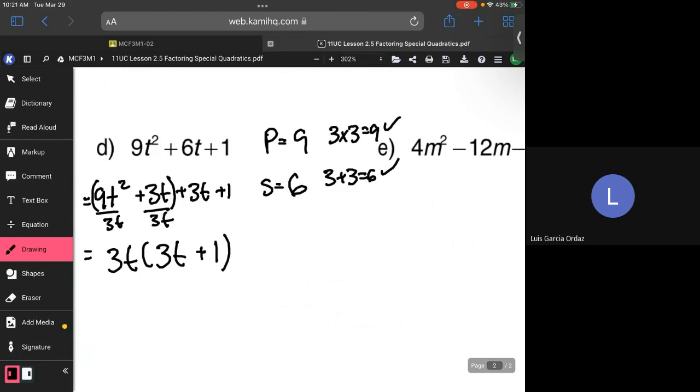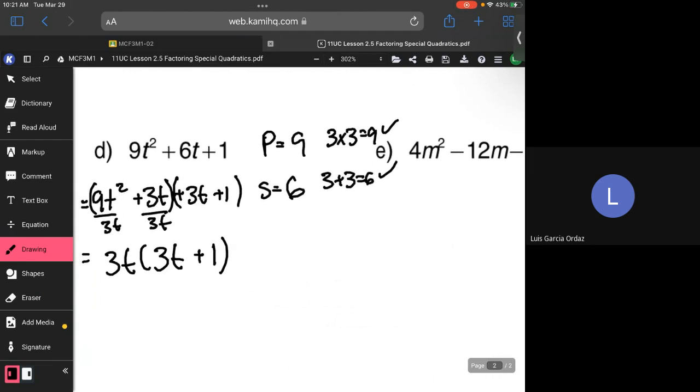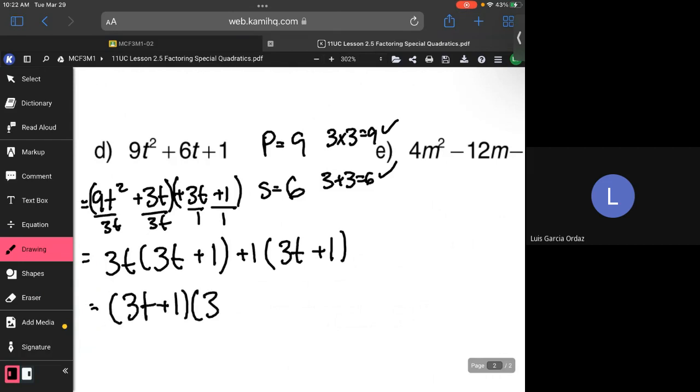Okay. And now we look at my second set of terms. So what's the biggest common factor between 3t plus 1? What is the only common factor? Just 1. So what are both my factors going to be? Olivia? 3t plus 1, 3t plus 1. Or 3t plus 1. Yep, there we go.